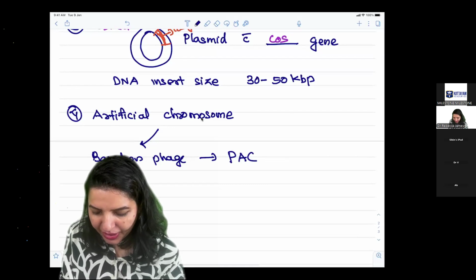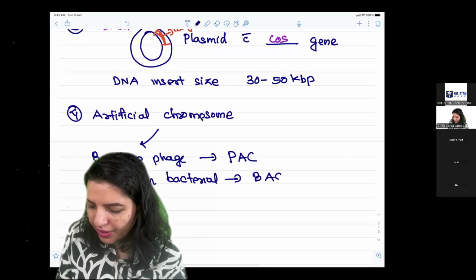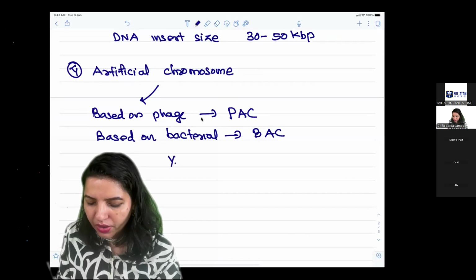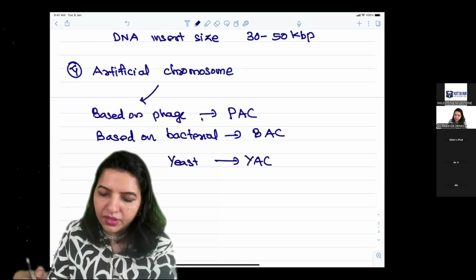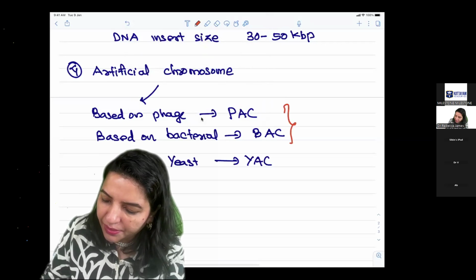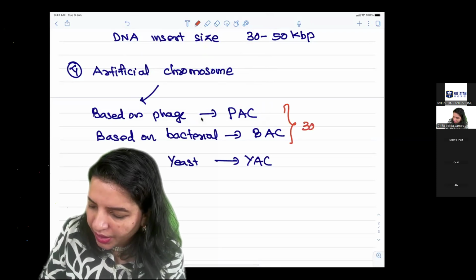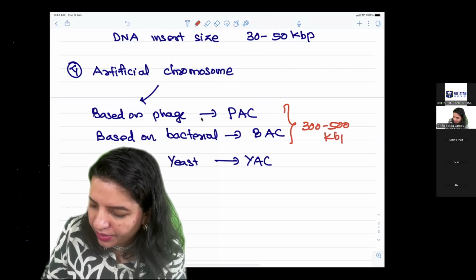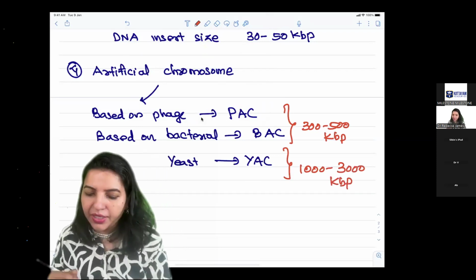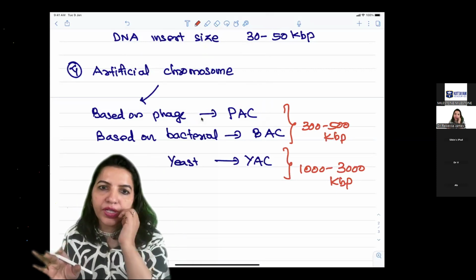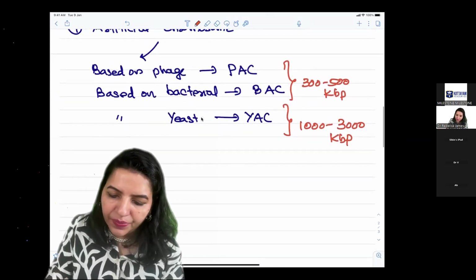Okay, one more I'll tell you. If we are creating it based on a bacterial chromosome, then we call it BAC. Now, if we are making it based on a yeast chromosome, then it is called YAC. So, BAC, PAC, and YAC. These are the various artificial chromosomes. The advantage of BAC and PAC is they have more insert size, around 300 to 500 kilo base pair. YAC is even more, 1000 to 3000 kilo base pairs we can carry inside a YAC. So these are the various types of vectors. Phage artificial chromosome, bacterial artificial chromosome and yeast artificial chromosome.